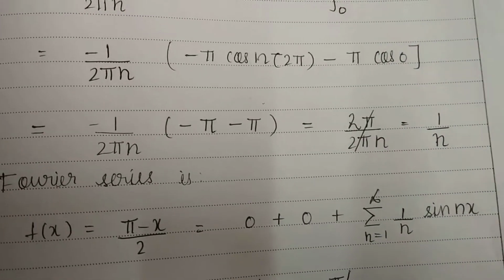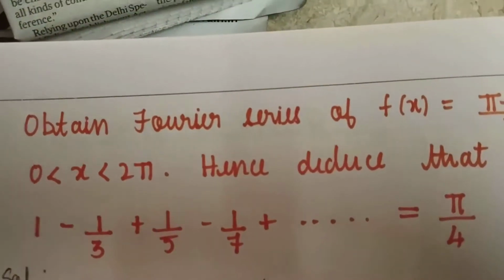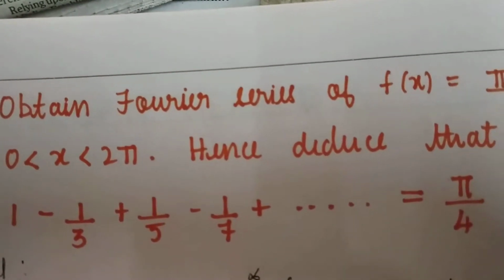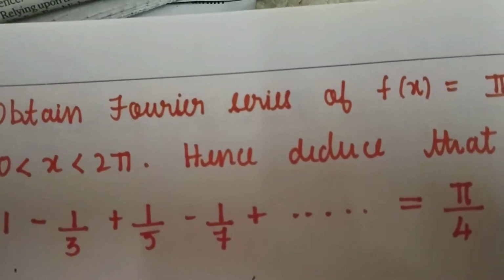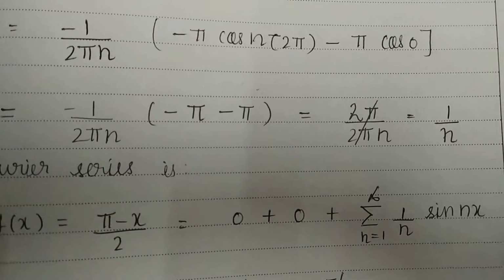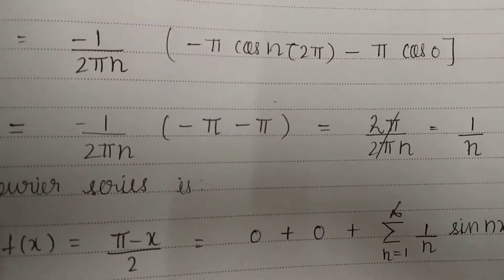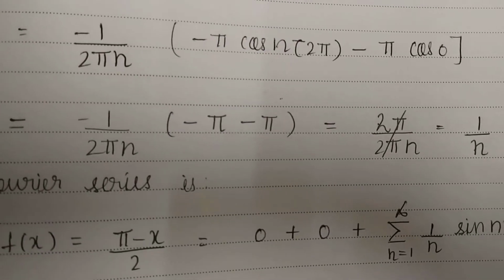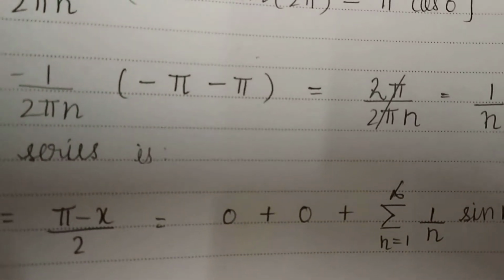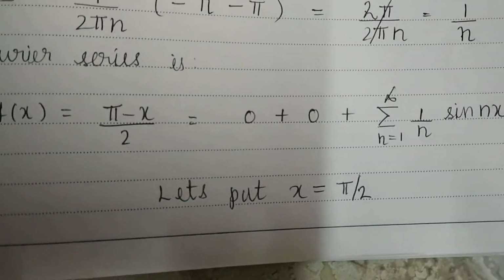This is our Fourier series, but according to the question, we have to derive the expression given. The expression given is this. Now to derive this, we have to pick a value of x which, when we put it in the Fourier series, gives us this expression. Now, if we put x as 0 or 2 pi, it will be sine 0. Sine 0 is 0, so that will not serve the purpose. So, if we take x as pi by 2, we will get the Fourier series required.